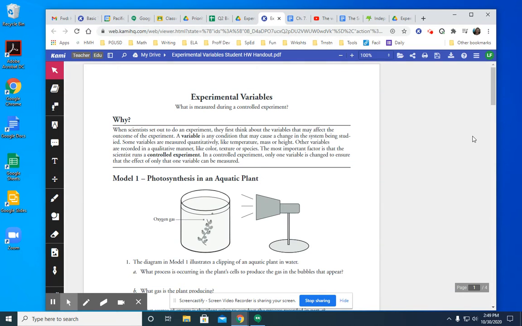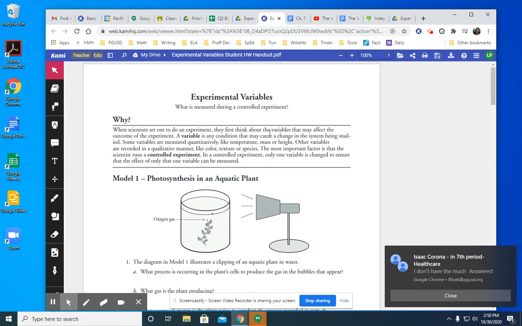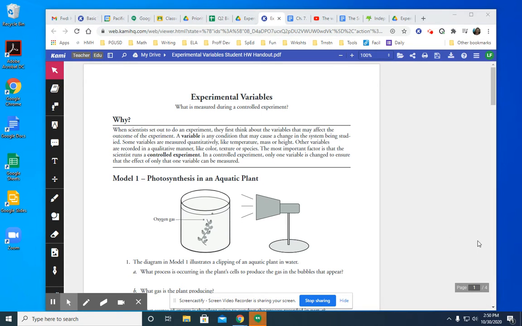Students, I am going to talk you through the experimental variables page for today. Okay? And this is your assignment for Monday. It's just independent learning. And it says experimental variables.